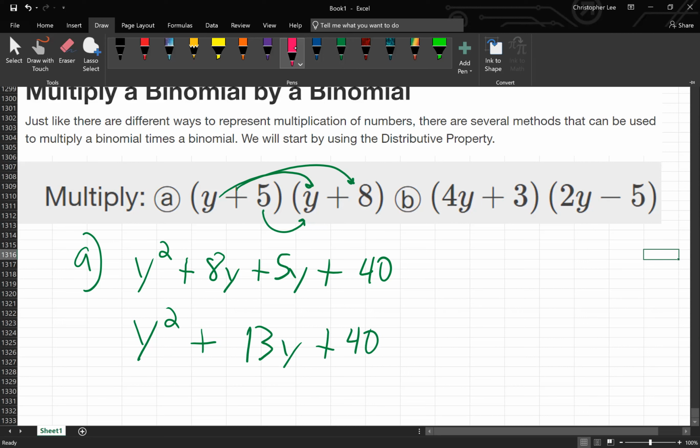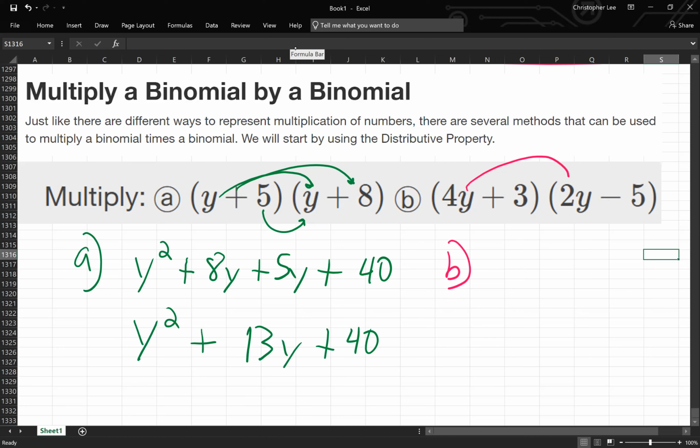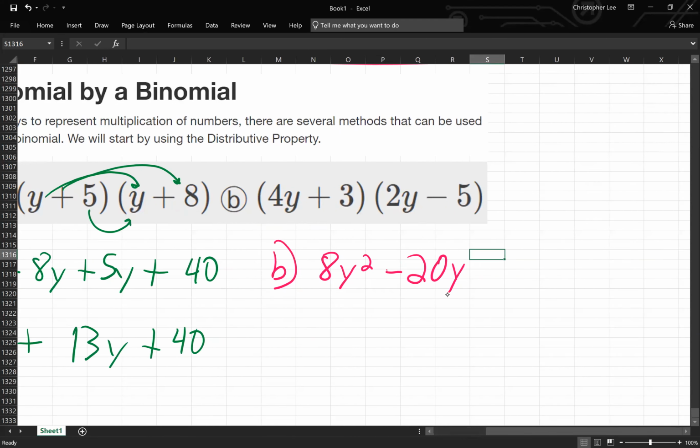So now, how about B? Boom. Right? 4y times 2y, what's that? 8y squared, very good. And then now I have 4y times negative 5, what's that? So close. Negative 20y, very good. I'm gonna just pull this over a little bit because of space. All right. Then I have 3 times 2y, what's that? Plus 6y. And then I got 3 times negative 5, what's that? No, negative 15. Now we're talking, right?